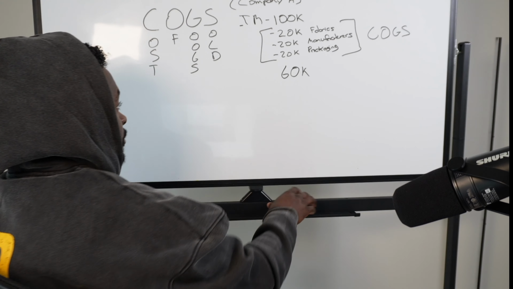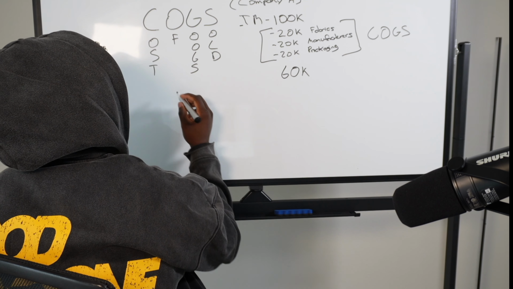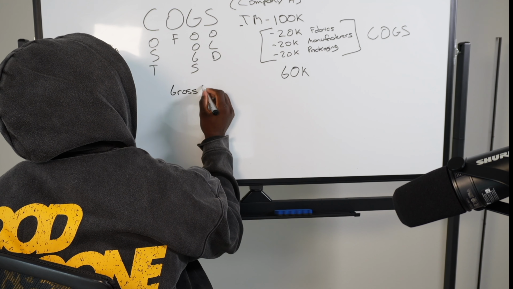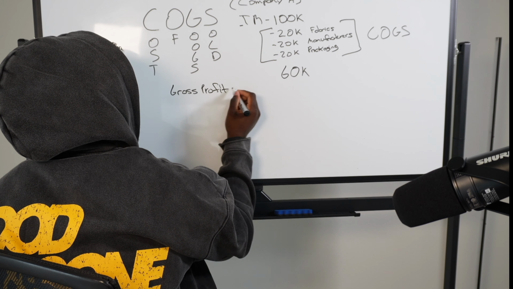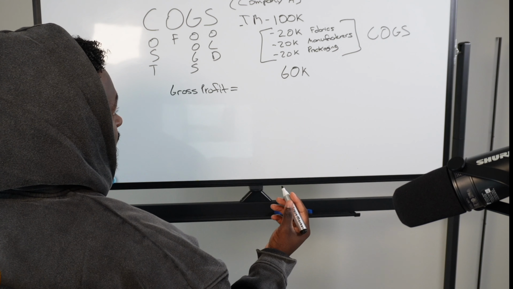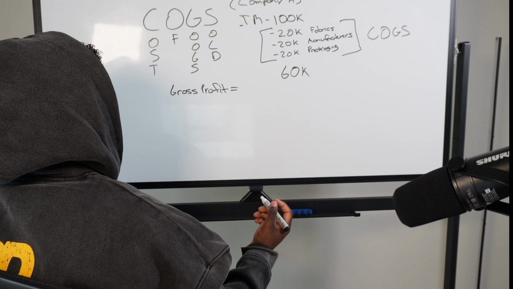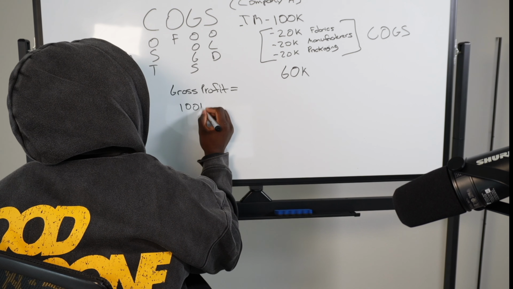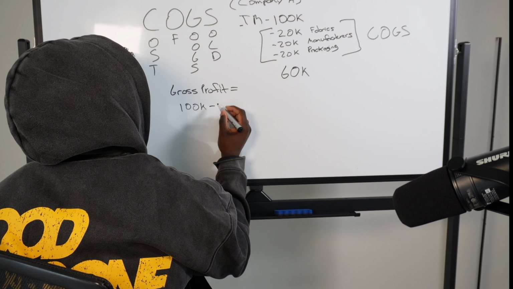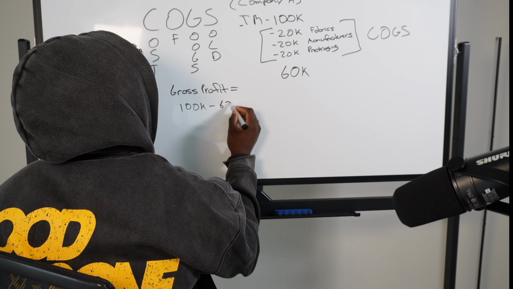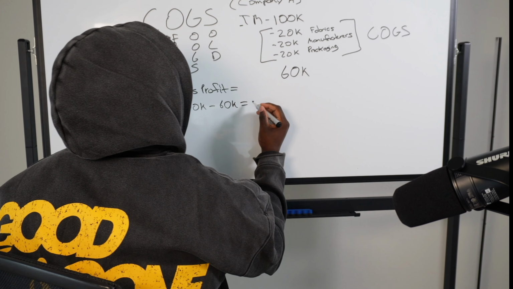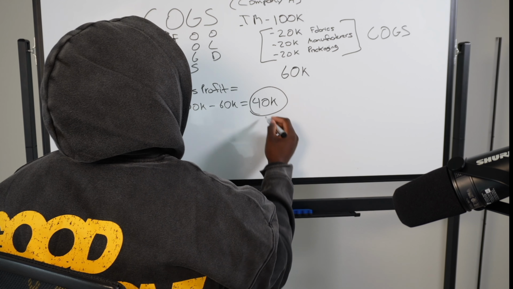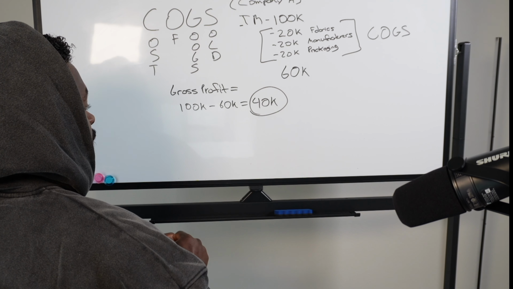Now, remember we talked about other things we can find. Let's find our gross profit. So how do we find that? Well, we take our total revenue of 100K and we subtract our cost of goods sold, which was 60K, and that gives us a gross profit of 40K.